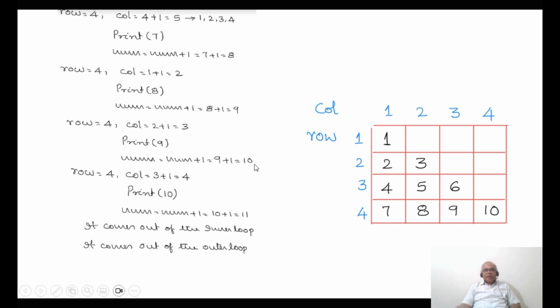Again num is incremented by 1. 9 plus 1 becomes 10. Then the column is incremented by 1. Column 3 plus 1 becomes 4. Print 10. So you print 10. Num is incremented by 1. Num 10 plus 1 becomes 11.